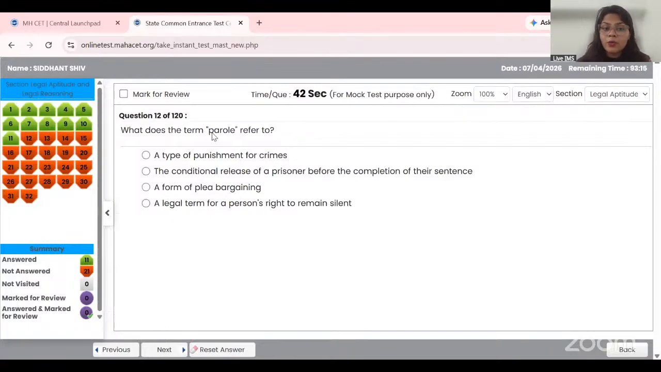What does the term parole mean? So parole, again, you need some basic understanding of it. It means where a person, a prisoner, is released before the completion of the sentence. So it is a conditional release. So yes, this is the correct answer, right? So we are going with this answer.